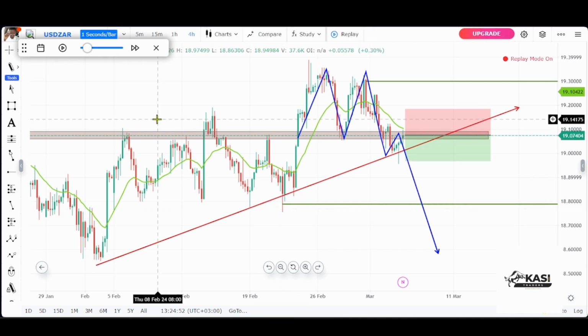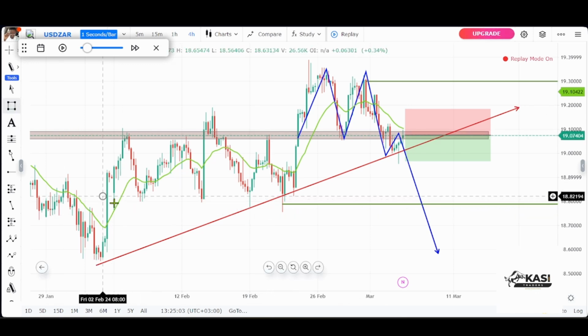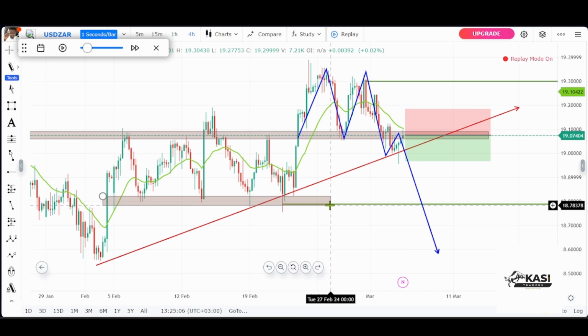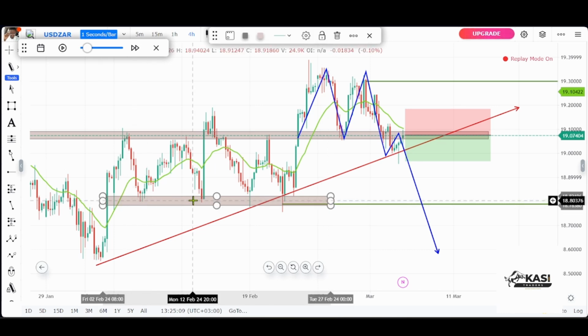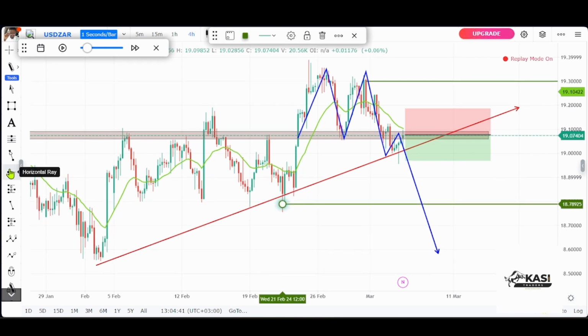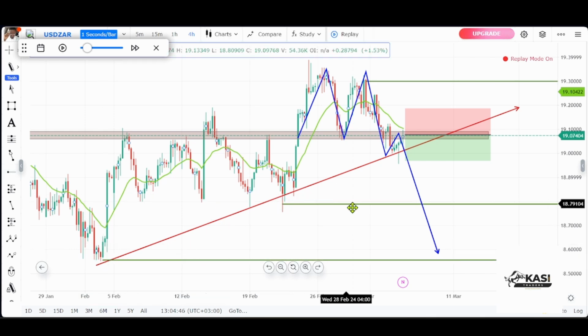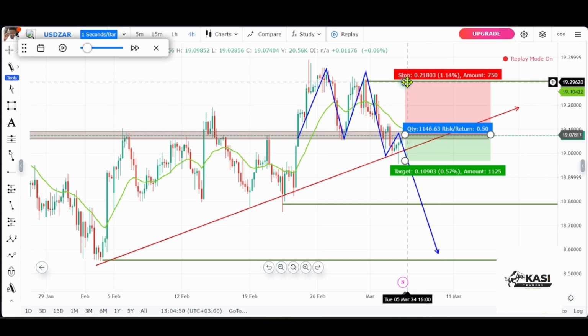We are using this zone as our first take profit because this zone is a strong zone. The price has tested this zone 1, 2, 3, 4 times. If the price manages to close below this zone, we will be in for a ride. The price will push further down. So our second take profit will be somewhere here. Now let's place this trade and see what happens.